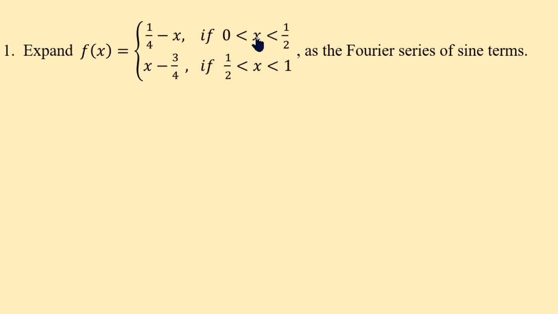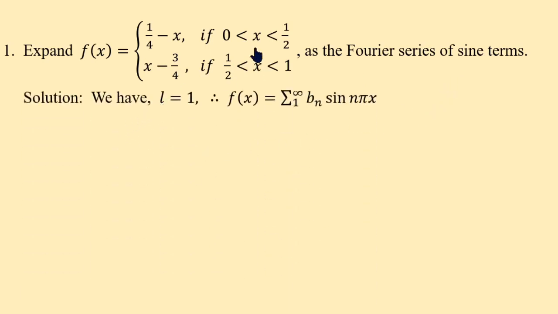f of x is 1 by 4 minus x in the interval 0 to half and x minus 3 by 4 in the interval half to 1. So express this f of x in terms of sine series only. Okay. Now f of x is defined in the interval 0 to 1. Therefore L is 1 and hence f of x is summation bn sin n pi x by L. L is 1. Therefore it is sin n pi x.